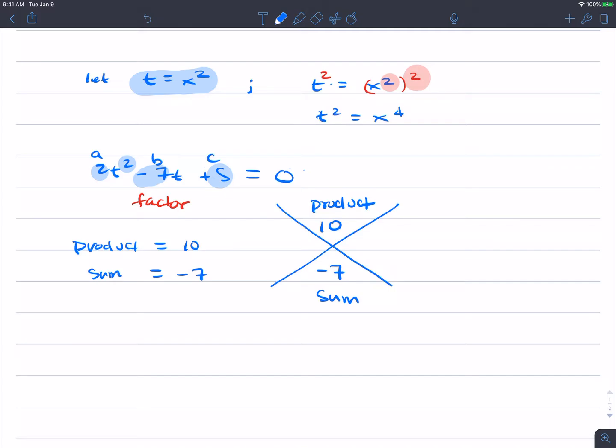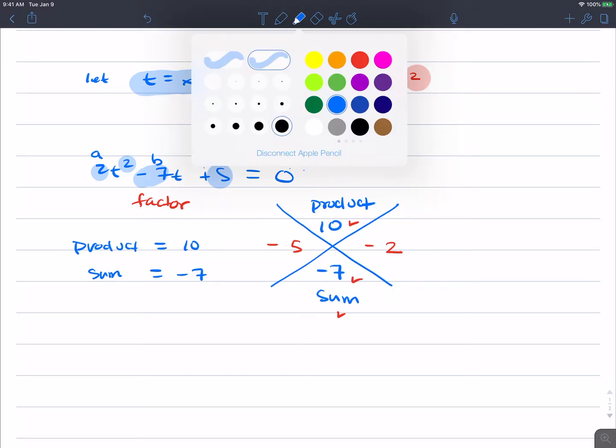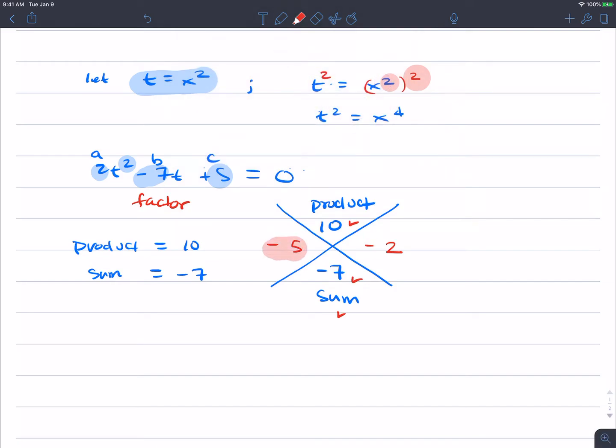Now, because the product is positive 10, the two numbers that'll work have to be both negative, because a negative times a negative is a positive, and that's the only way you get a sum to be that negative here. So we're going to try negative 5, negative 2. When we multiply them, it's positive 10, and we add them, sure enough, it's negative 7. So these are the numbers here. We're going to use these two numbers.